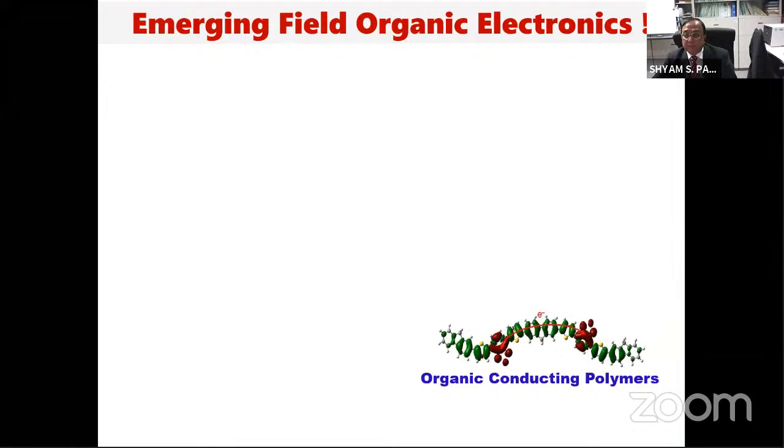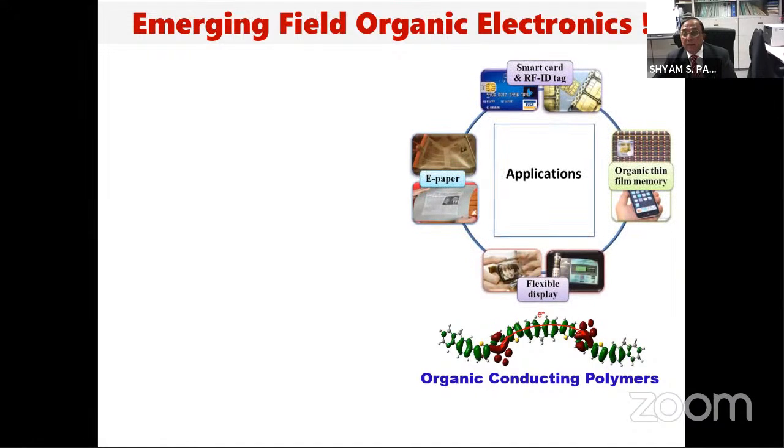This field of organic electronics is emerging, growing more and more. And basically, if we go to the bottom, it uses organic semiconductors. And amongst organic semiconductors, organic conducting polymers, their role and contribution in organic electronics cannot be denied. They are quasi one-dimensional macromolecules. They are solution processable. And many applications in flexible displays, organic thin film memories, smart cards, RFID cards, and e-paper have already been demonstrated.